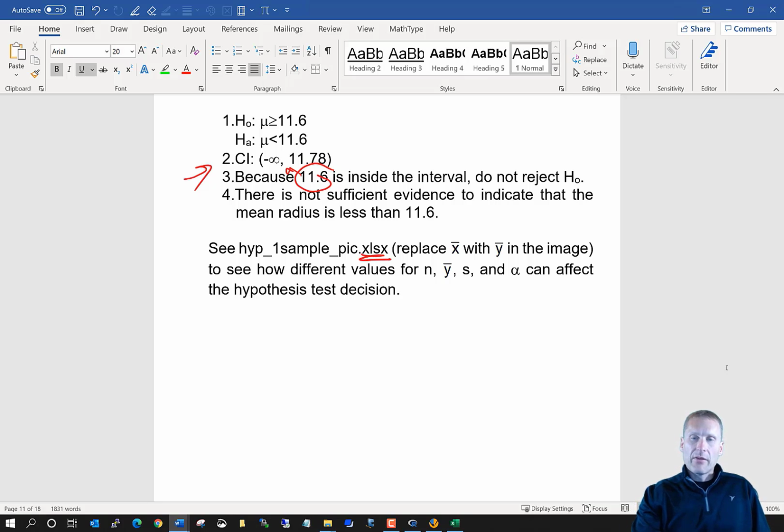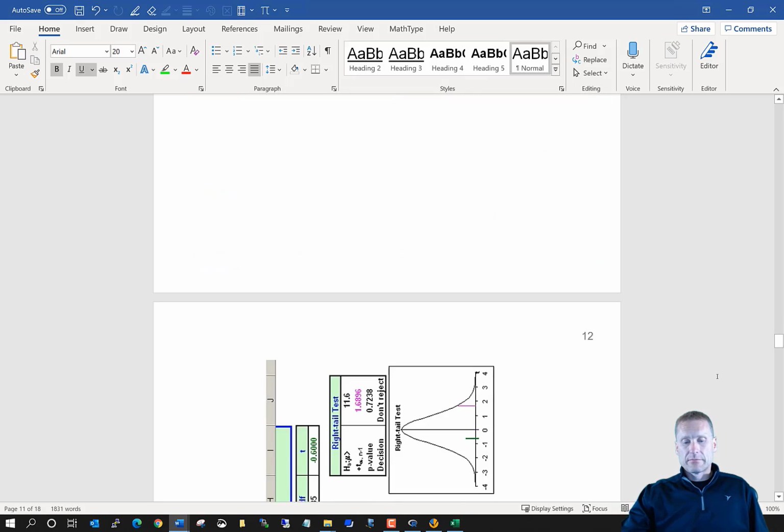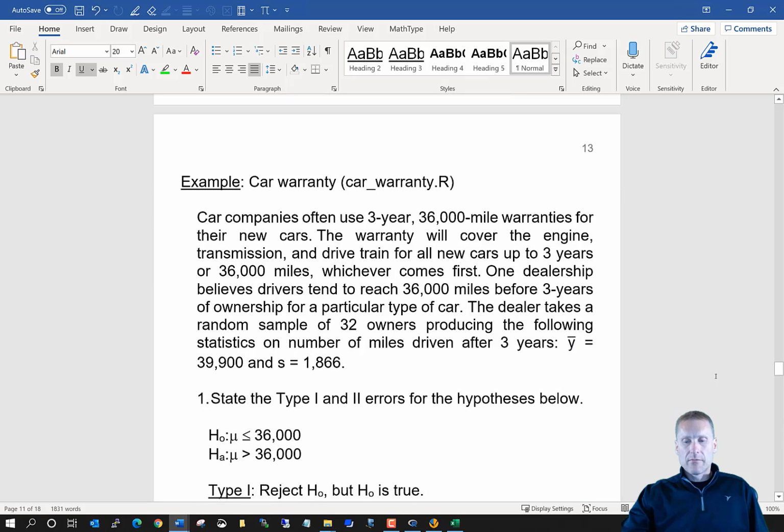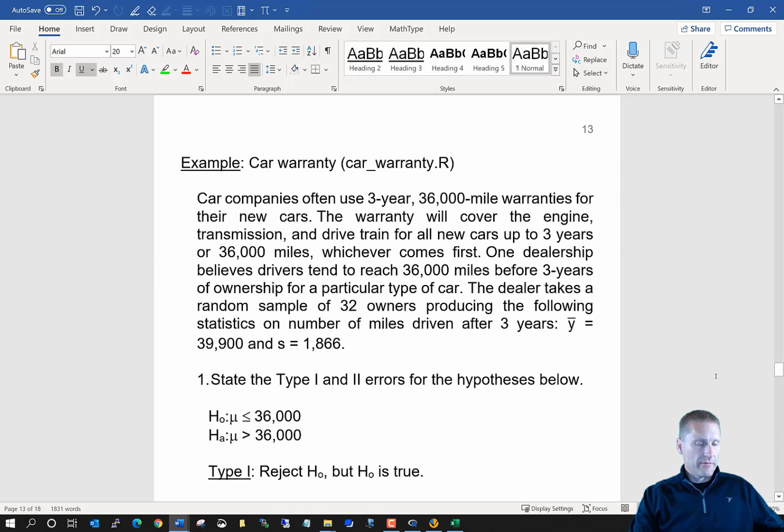My Excel file that I created and showed you in the last set of notes is set up to allow you to do these one-tailed tests as well. Please go into that file and experiment with it to see how the results change depending upon what Y bar is or what S is and so on. By doing that, you'll get a much more intuitive feel for how these hypothesis tests are actually working. Okay, so this takes us to page 13 then.